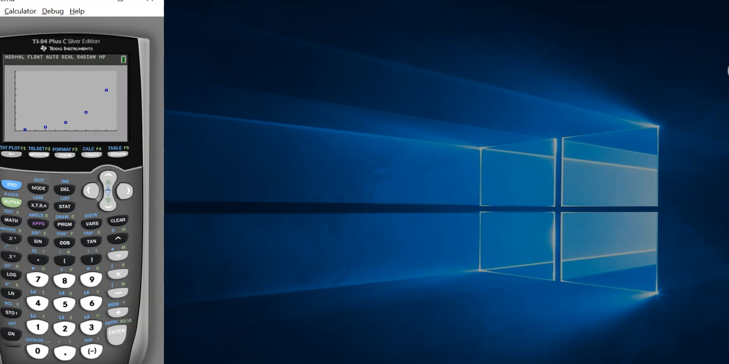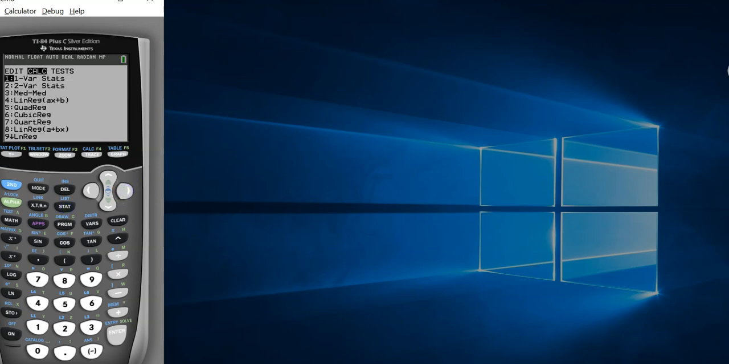Okay, so if you're getting an error on your calculator and you're not sure how to fix it or how to get rid of that message, clear your calculator, start over. Okay, that's what this looks like.